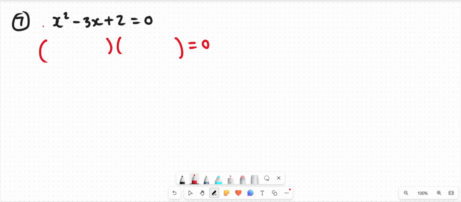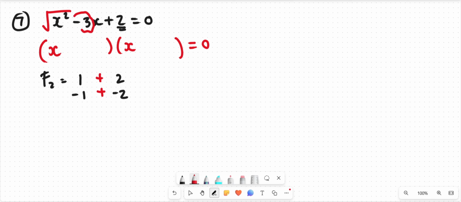What we do is we square root this term, and that will give me an x, and that x goes into the first position of both brackets. Then I take the constant and look for the factors of the constant term, and in this case the 2 numbers that multiply to give me 2 are 1 and 2. But those are not the only ones. There's also negative 1 and negative 2. So you shouldn't forget the negative ones. And now I'm checking to see which ones add to give me negative 3, that is the coefficient of the x.